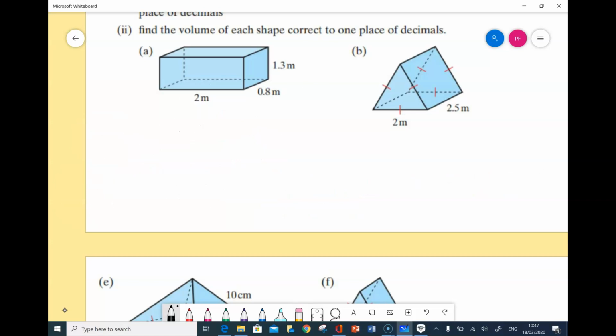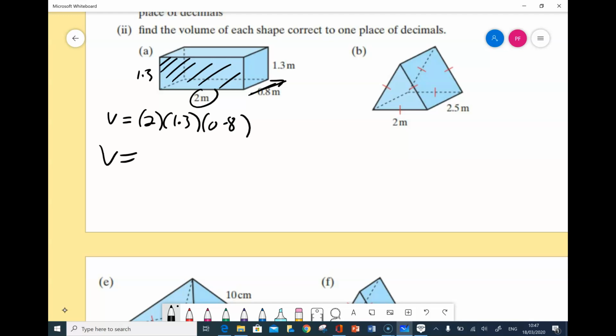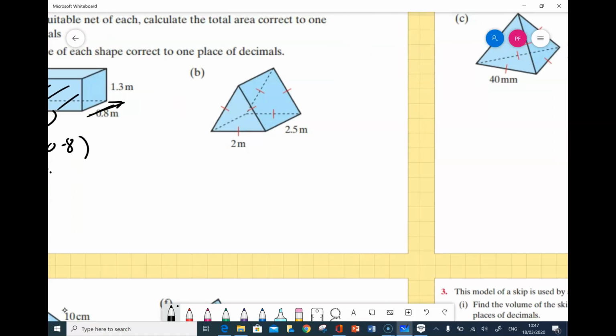Okay, now I've got to find the volume. So the volume of that shape, it's obviously length by width by height, but just to do it in terms of a prism, I find the area of the front of the prism and multiply it by the length. So the area of the front, which is 2 multiplied by 1.3, will give me the area of the front, and then I multiply it by how far it goes back, 0.8, or length by width by breadth. That gives 2.1 meters cubed.